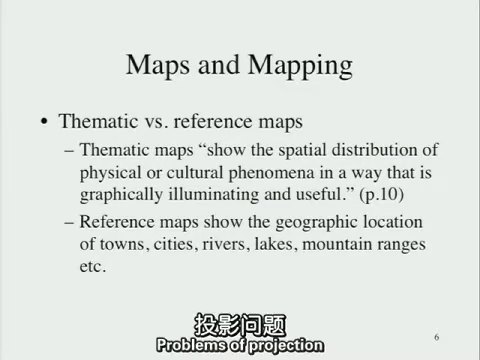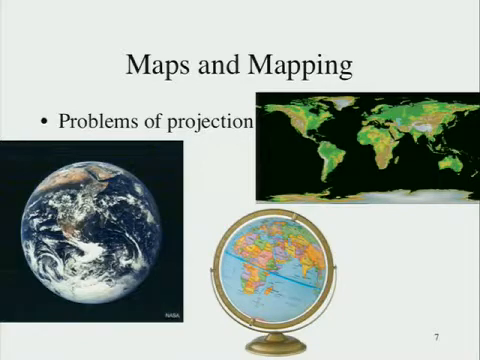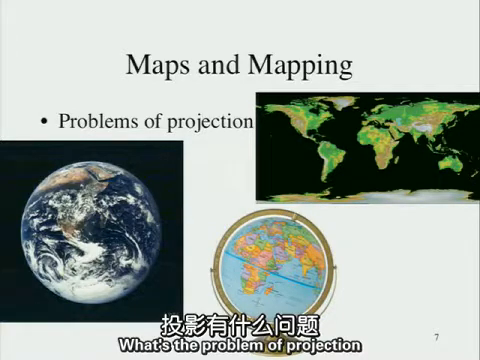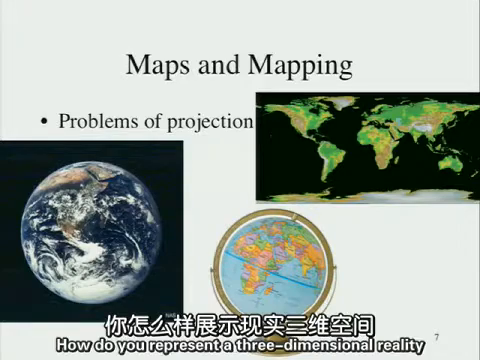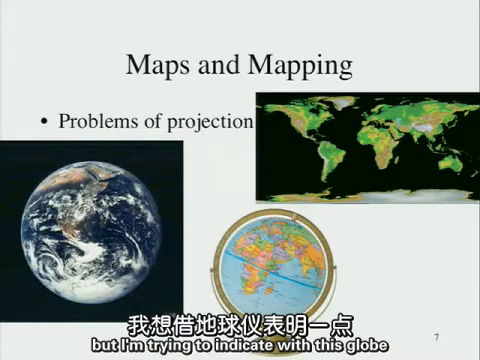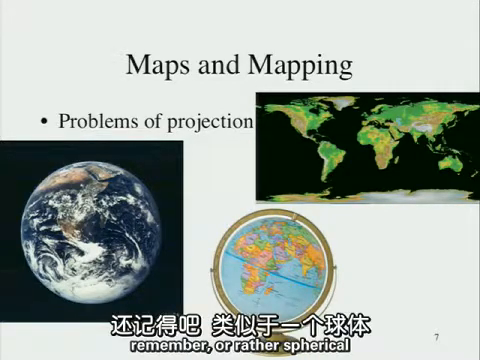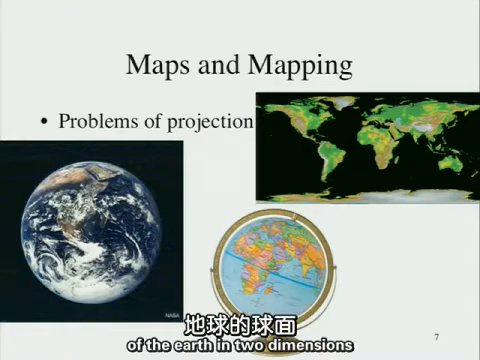Okay. Problems of projection. What's the problem of projection? Yeah. Putting a three-dimensional ground space onto the slide. Bingo. How do you represent a three-dimensional reality? And this is still only 2 dimensions, but I'm trying to indicate with this globe that the world is round, remember? Or rather spherical. How do you represent a spherical surface of the Earth in 2 dimensions?